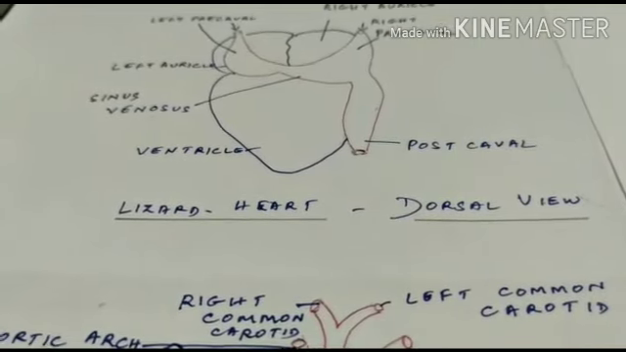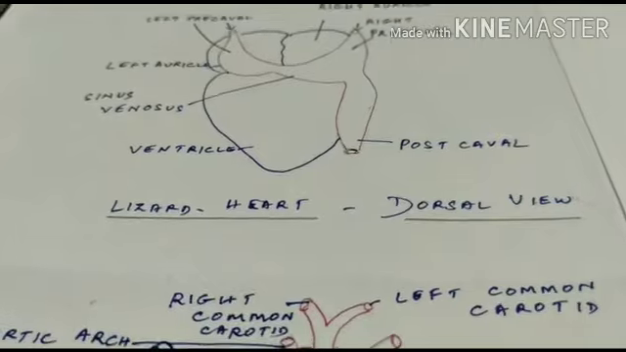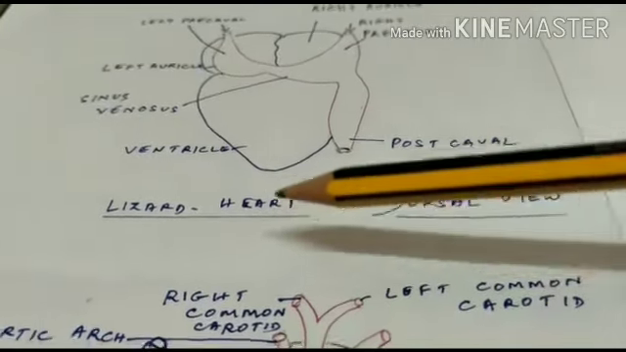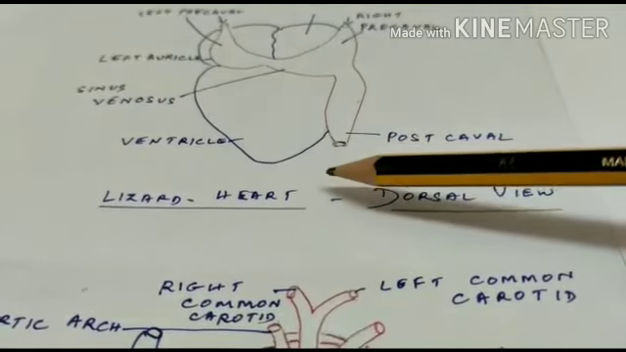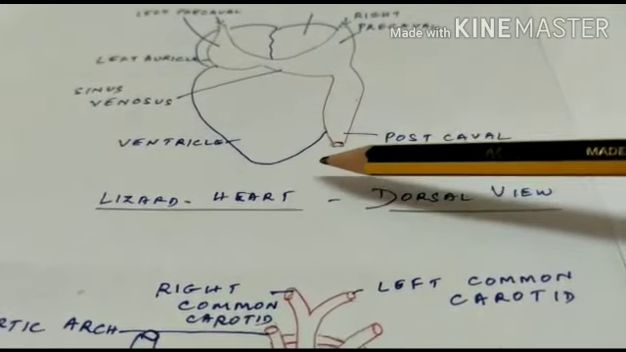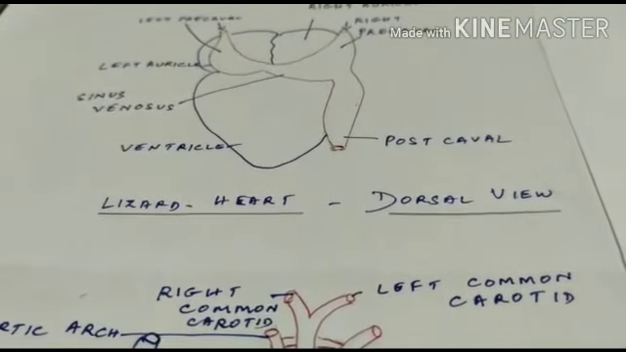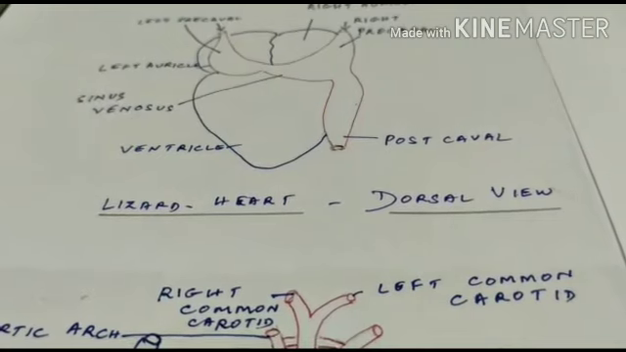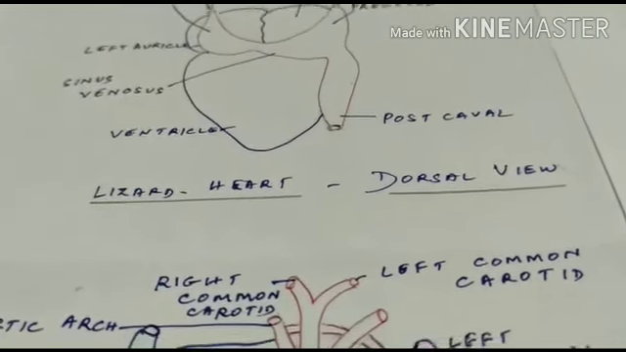So the heart lies in the pleuroperitoneal cavity, and it is bounded by two pericardial membranes which are around the heart. Between the pericardial membranes is a space called the pericardial space, and this is filled with a fluid, pericardial fluid, which protects the heart against mechanical shocks and injuries.